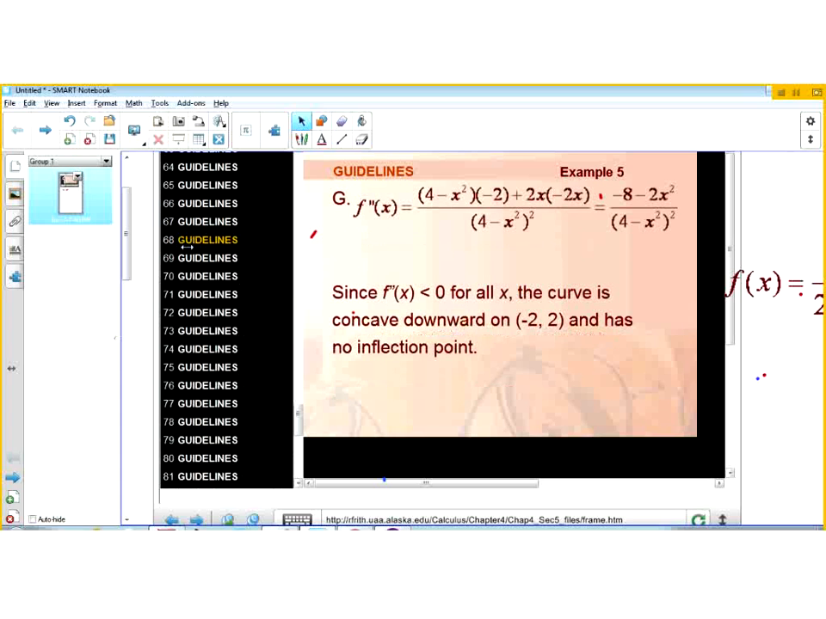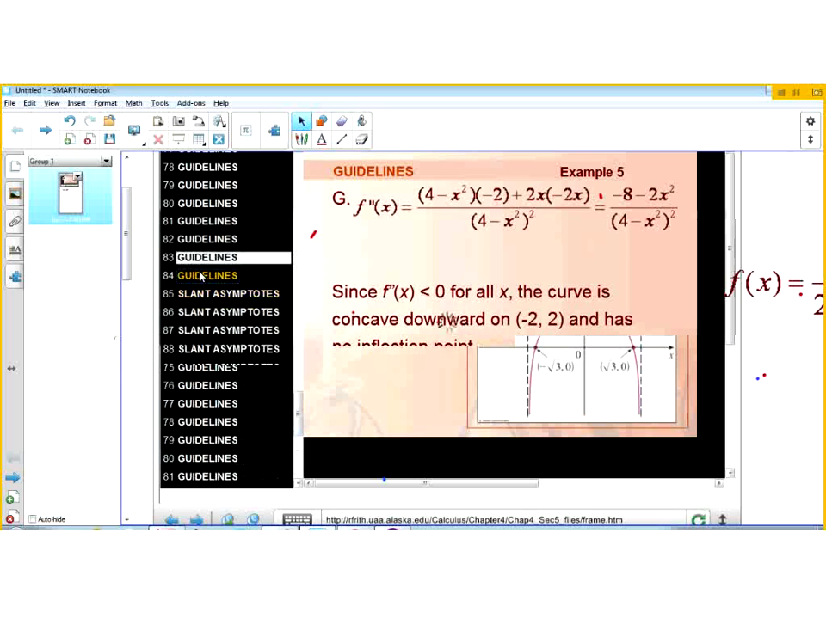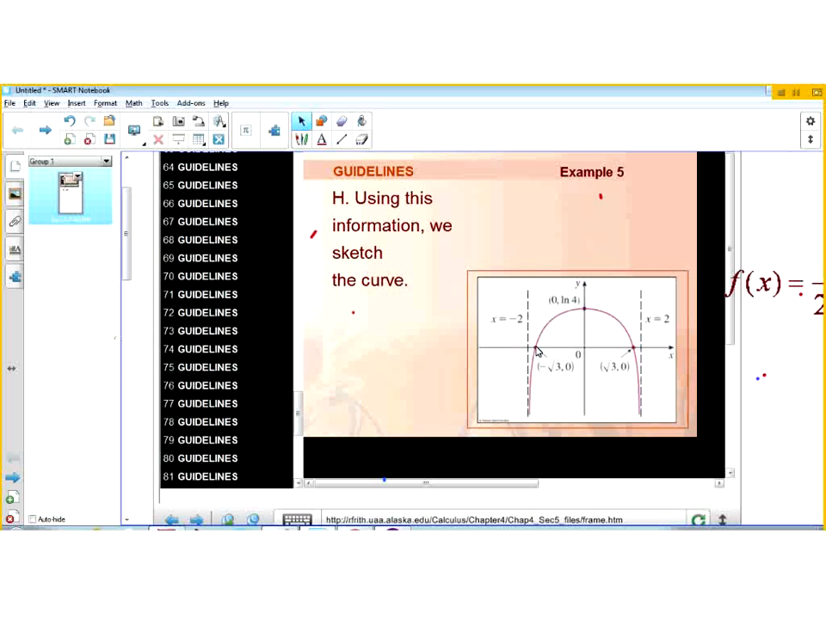Sorry. All right, so here's the calculation of the second derivative, and I'll leave that to you to calculate. It's pretty straightforward. Looking at the second derivative, it appears to be less than 0 for all x. So the curve is concave down on its domain, no inflection point. So that's why you calculate the second derivative. All right, so slide 84. We're ready to sketch, right? And there it is.